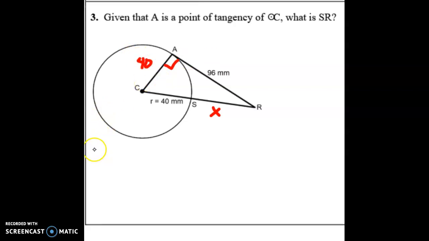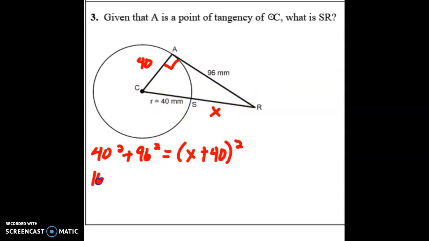And we have a right triangle, so we can do Pythagorean theorem. And this whole side will be x plus 40. This will be 1600. This is 9,216. Now notice you only have a variable right over here. So it would be to your benefit to actually combine these to get 10,816.